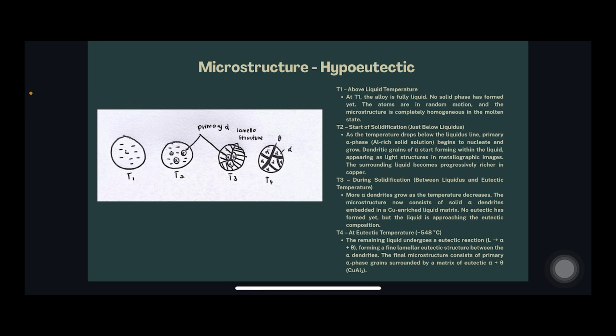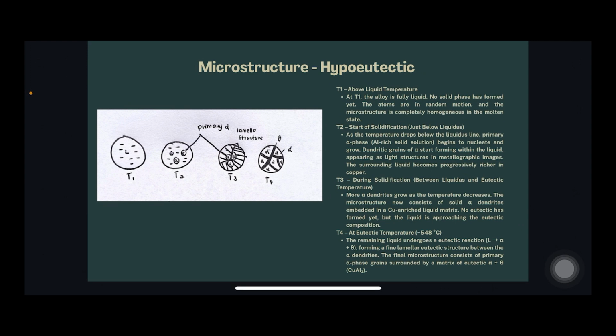And then at the second temperature, at the start of solidification, just below the liquidus temperature, as the temperature drops below the liquidus line, primary alpha phase begins to nucleate and grow. Dendritic grains of alpha start forming within the liquid and appear as light structures in the metallographic image. The surrounding liquid becomes progressively richer in copper.